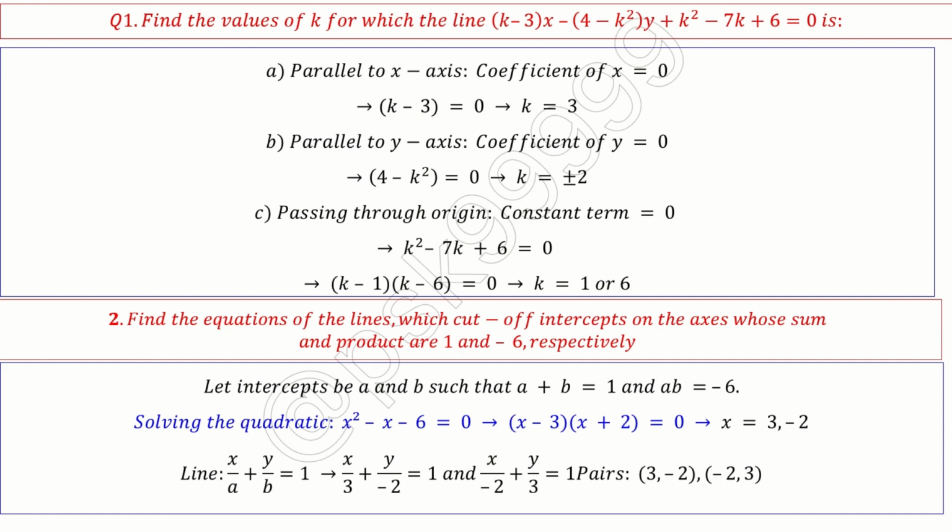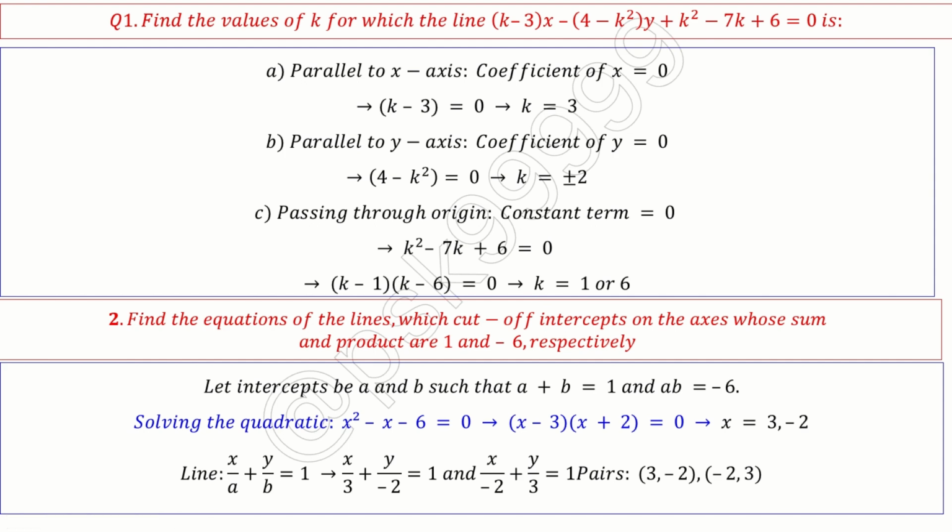Find the values of k for which the line is, first condition, parallel to the x-axis. Parallel to the x-axis, you will have the coefficient of x equal to 0, because you only have y equal to some k. So k minus 3 equals 0, or k equals 3. Parallel to the y-axis, y coefficient is 0. So you take the y coefficient, 4 minus k square equal to 0. So k equals plus or minus 2. Now the third one is passing through the origin. That means the constant term is 0. So k square minus 7k plus 6 equals 0, which is nothing but k equals 1 or 6.